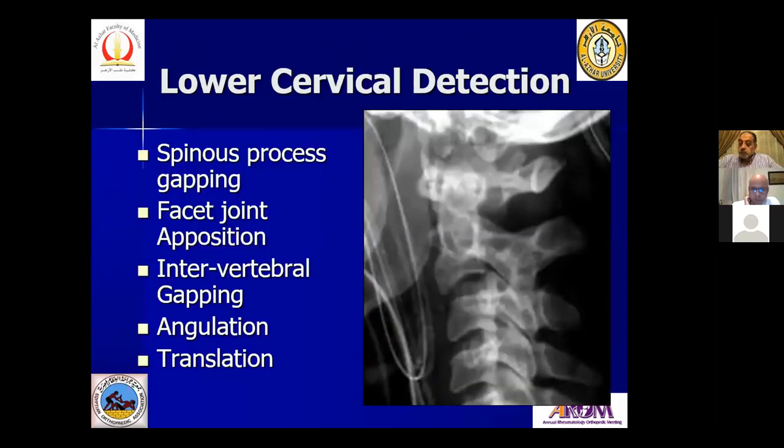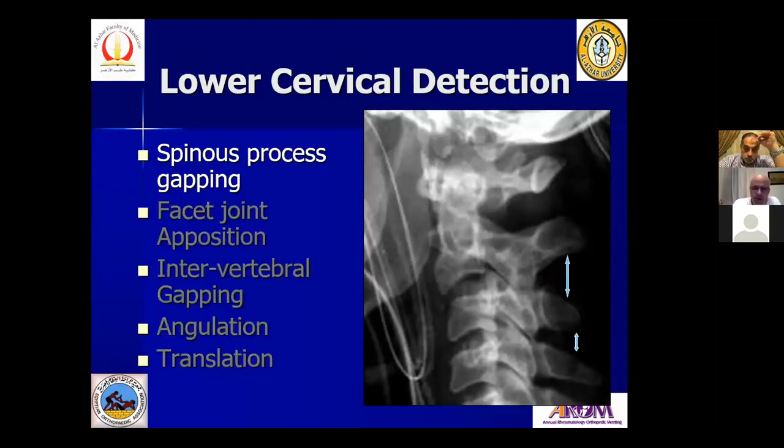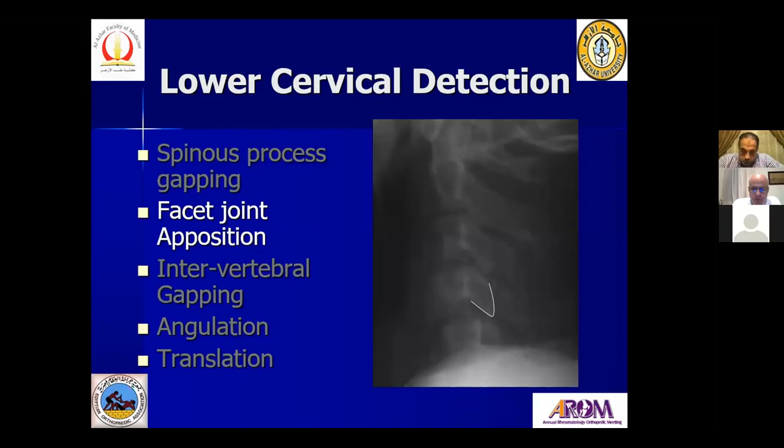What about the lower cervical detection? We are looking for the spinous process gap, any gap between the two spinous processes, the facet joint position, as we see in the normal X-ray, intervertebral gap, angulation, and translation. We will go through these points one by one. What about the interspinous gap? You can see there is a gap between the two spinous processes, which means there is ligamentous injury in this part. If the facet joints are not parallel to each other, these are the two lines. If there is an abnormality, this means that there is a facet subluxation.